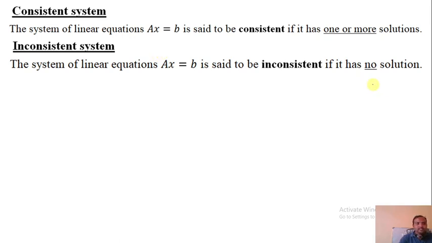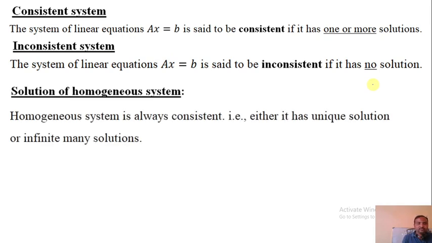Now, we are going to discuss solving homogeneous systems. A homogeneous system is always consistent. That means it always has a solution. That is, either it has a unique solution or infinitely many solutions. That means one solution or more than one solution.